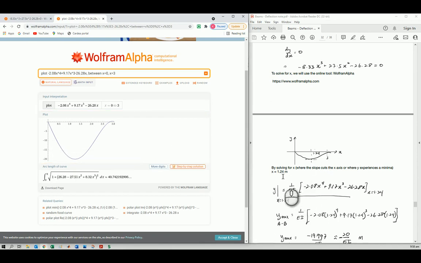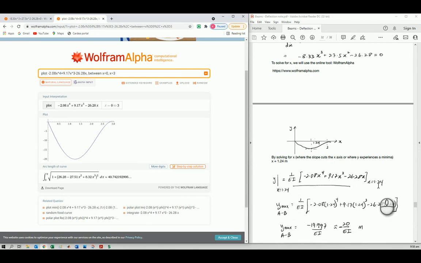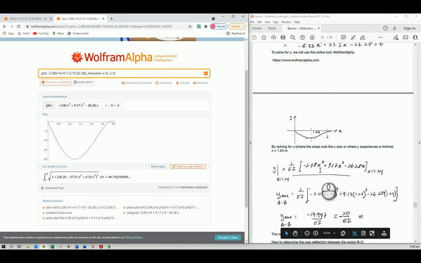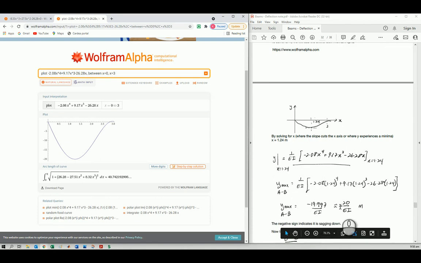Right, so from the sketch we could see that x is equal to 1.24, where we have the maximum deflection. Substitute x is 1.24, and we end up with minus 20 over EI.